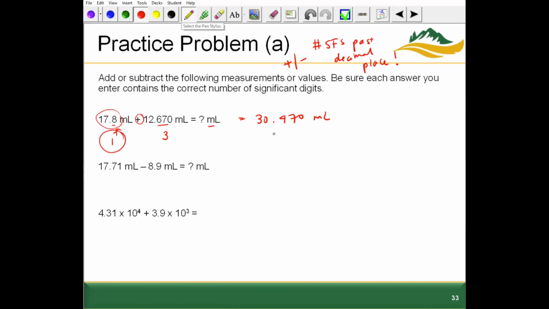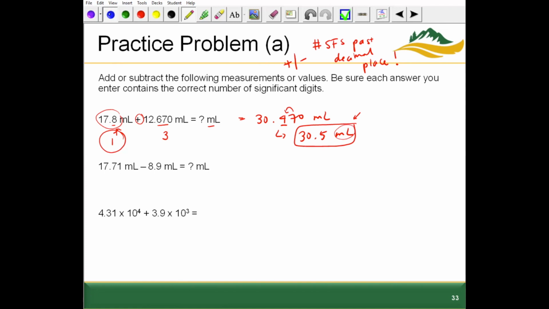That means that we will round this to 1 digit past the decimal place, and that means that this 7 bumps this up to a 5. Our final answer then here is 30.5. Don't forget the unit if you have the option to put that in. So that is 30.5 milliliters.